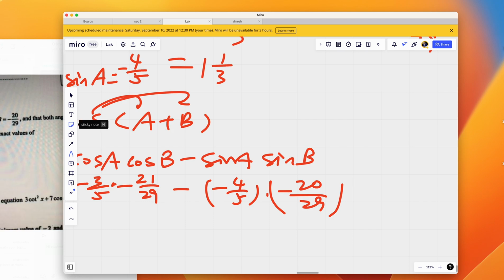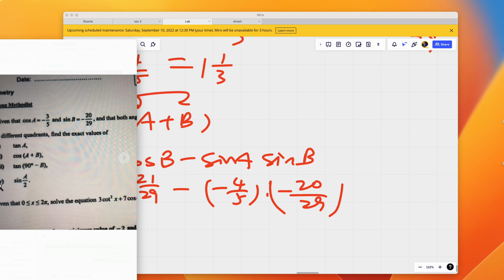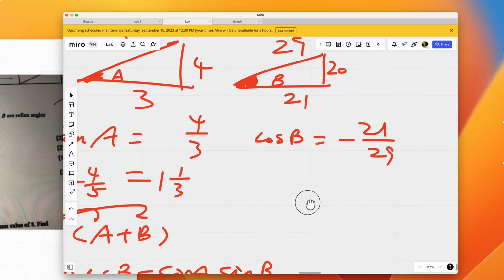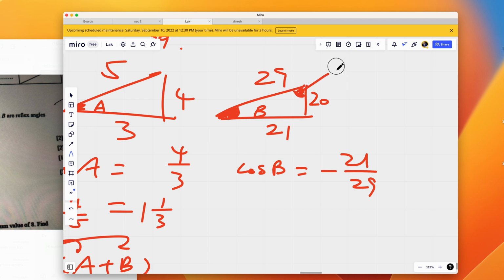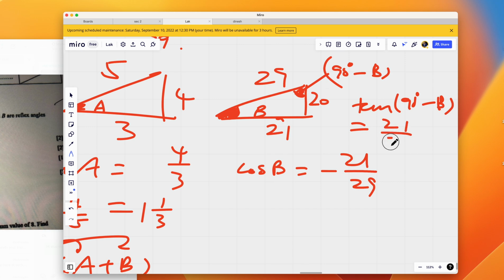Then of course, after that is 90 minus B. That means they are looking for this angle. This is your 90 minus B. So tangent of this one, you are asked to look at this angle. The opposite is 21, the adjacent is 20. And the sign is positive. This is one approach. Another approach is you times in. There's one here, right?